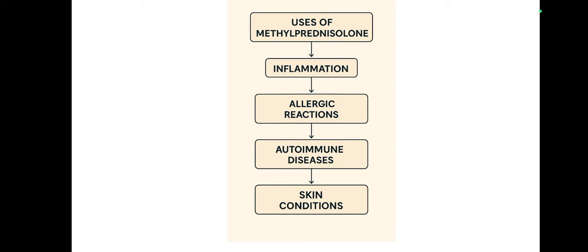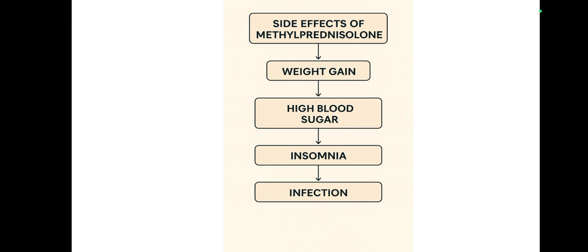And for different skin allergies, skin conditions, or inflammation, we can use it. Now the side effects. There can be chances of weight gain. There can be chances of hyperglycemia due to corticosteroid use like methylprednisolone. Insomnia. There can be chances of infection because of suppression of the immune system, so infection can develop because our immune system is suppressed. So that can lead to infection, insomnia, high blood sugar, meaning hyperglycemia, and weight gain.